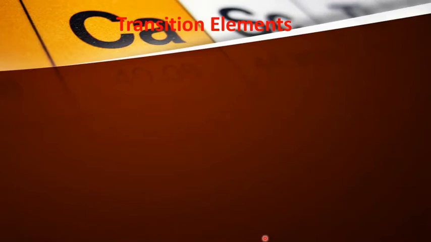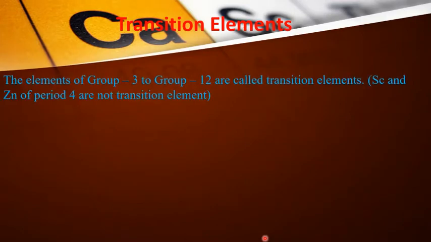Now, transition elements. The elements of group 3 to group 12. These all elements are transition elements. From group 3 to group 12. That means all D block elements. Group 3 to group 12 are called transition elements, where there are some exceptions, for example scandium and zinc of period 4. Scandium is in group 3 and zinc is in group 12 in period 4. These two are not transition elements.